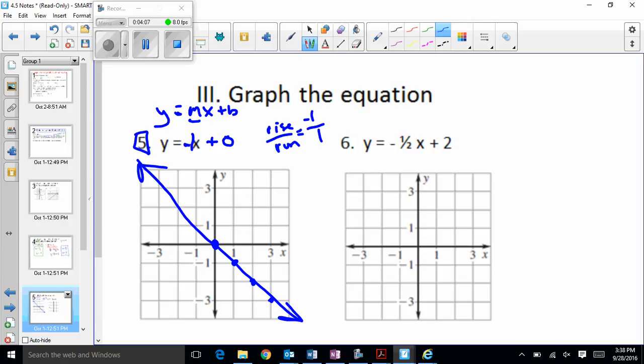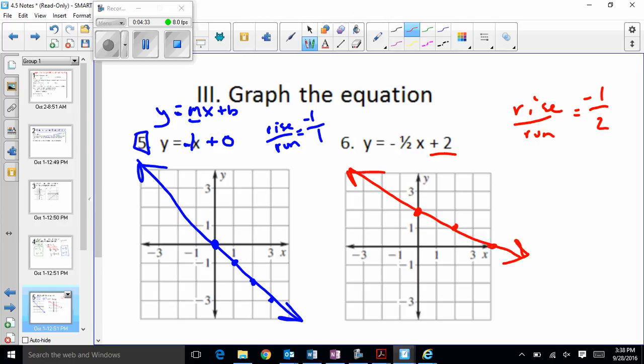Describes it pretty easily. For 6, it's very much the same thing. -1/2 x plus 2. Well, my y-intercept is at +2. And now my rise over run is -1/2. So I actually go down 1 and over 2, down 1 and over 2. I've got a few points there. I can just draw a line right through it, and now I have my line.